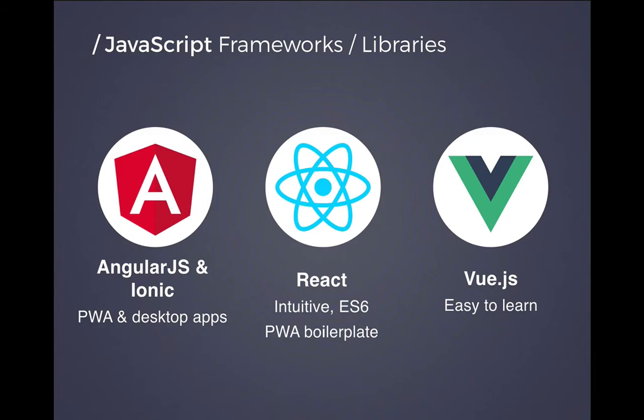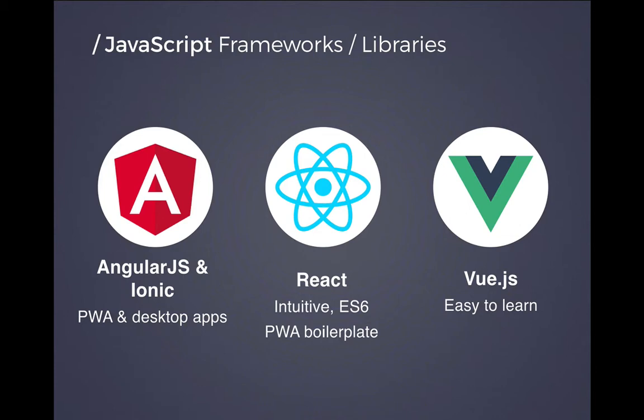Moving on to technology. You've probably realized from the list of features that I already presented that progressive web apps are framework agnostic. Many are built using AngularJS or React, which are the most popular JavaScript frameworks at the moment. They both have their advantages. The Angular-Ionic combination is pretty popular nowadays.